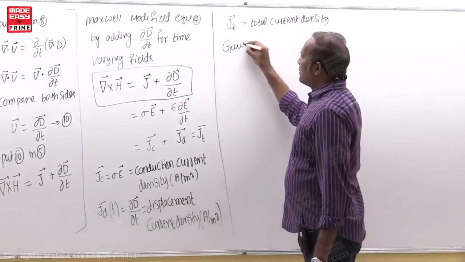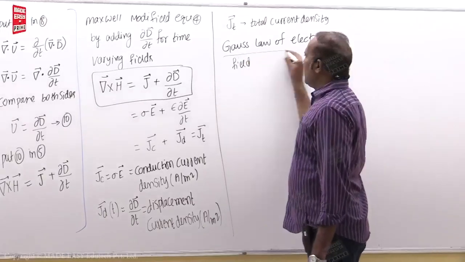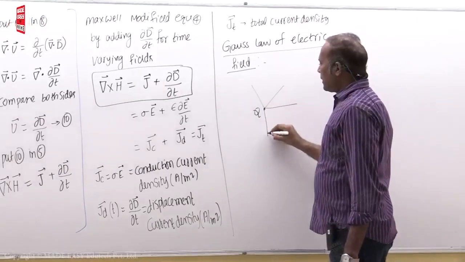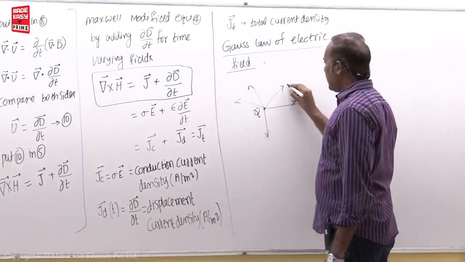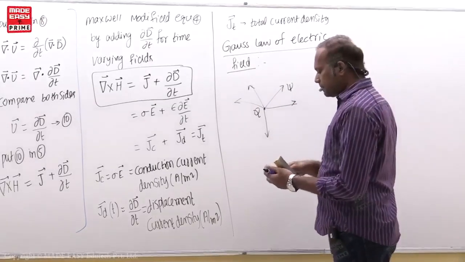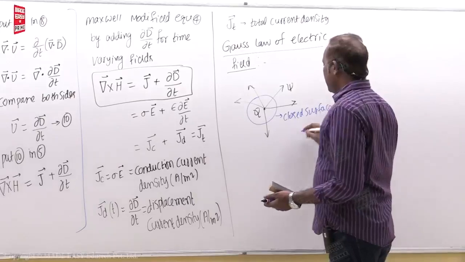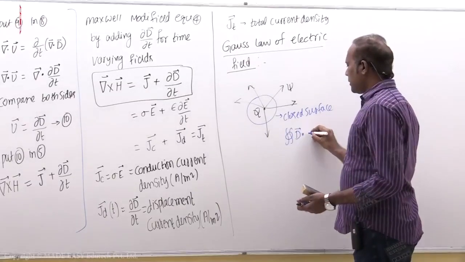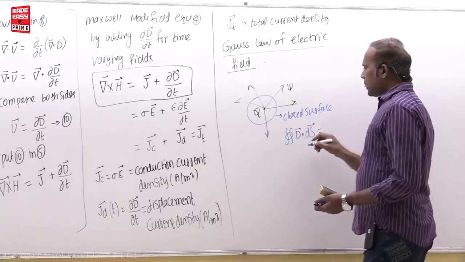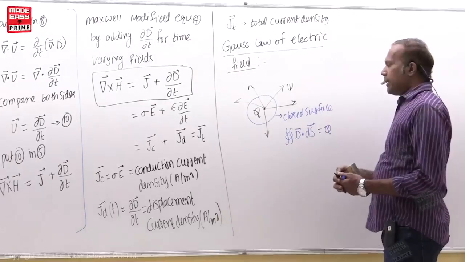So Gauss law of electric field. Already you know that if there is a charge Q here, then from that in every direction electric flux goes away. Then total electric flux is equal to total charge from which that is generated. So if you take a closed surface, then double closed integral D bar dot dS bar gives the total charge inside this, so that is equal to Q. This is called actually Gauss law of electric field.